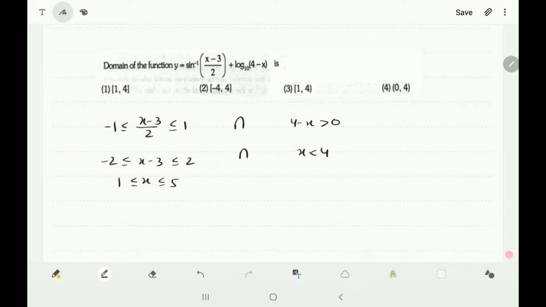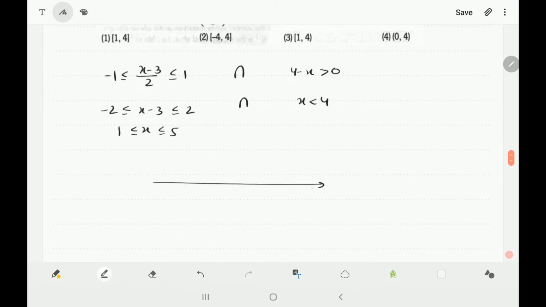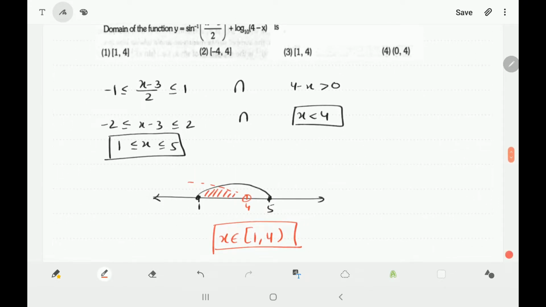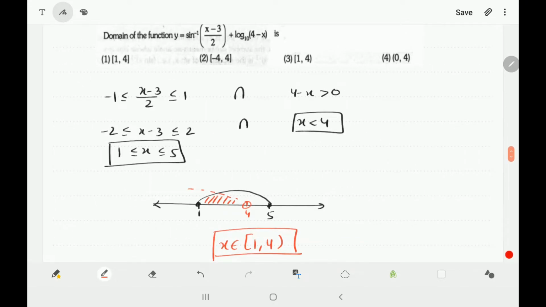Now you have to take the intersection of these two conditions. The first condition is saying that we have x from closed 1 to 5, and we have to take its intersection with the other one, which is x less than 4. So x less than 4 will be open at 4. Once you take the intersection, we will have our final answer as closed at 1 and open at 4. So the final answer for this will be [1, 4), which is option C. I hope it is clear.